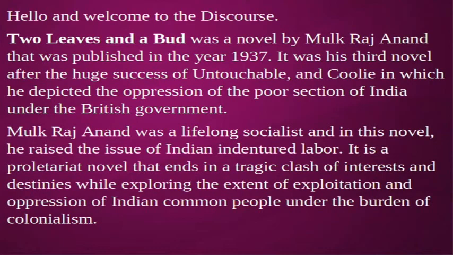Two Leaves and a Bud was a novel by Mulk Raj Anand that was published in the year 1937. It was his third novel after the huge success of Untouchable and Coolie, in which he depicted the oppression of the poor section of India under the British government. Mulk Raj Anand was a lifelong socialist, and in this novel, he raised the issue of Indian indentured labor. It is a proletariat novel that ends in a tragic clash of interests and destinies while exploring the extent of exploitation and oppression of Indian common people under the burden of colonialism.